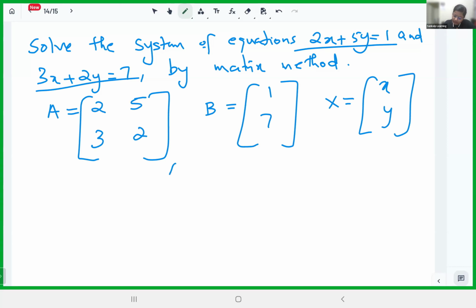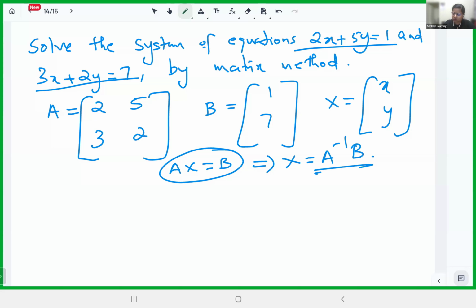Now we can write this system of equations in the form AX equal to B. So from this you will get X equal to A inverse into B. So first you have to find the inverse of the matrix A. For finding the inverse of a matrix, you first have to check the determinant of that matrix. If determinant A is not equal to 0, then the inverse exists.